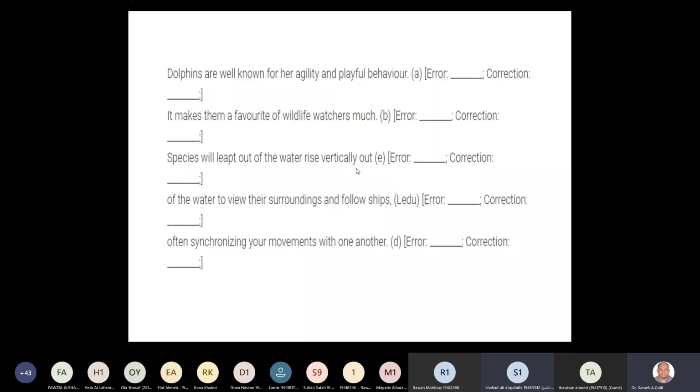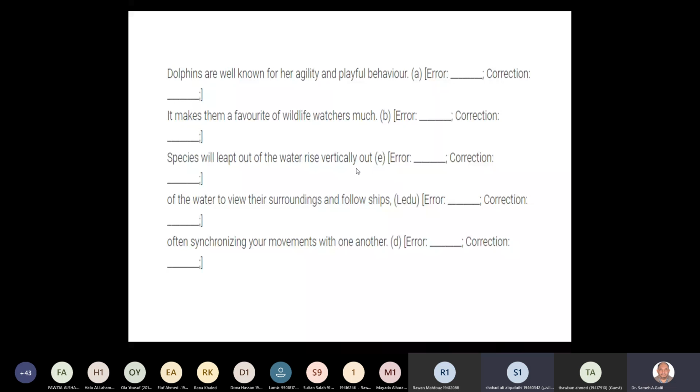Doctor? Yes, go ahead. I think if it's up to me, I will change agility. You're going to make it an adjective, right? And the adjective of agility is what? Let me help you. It's agile, okay? So read it this way: dolphins are well known for their agile and playful behavior. Does it make sense this way? Are you getting the idea?